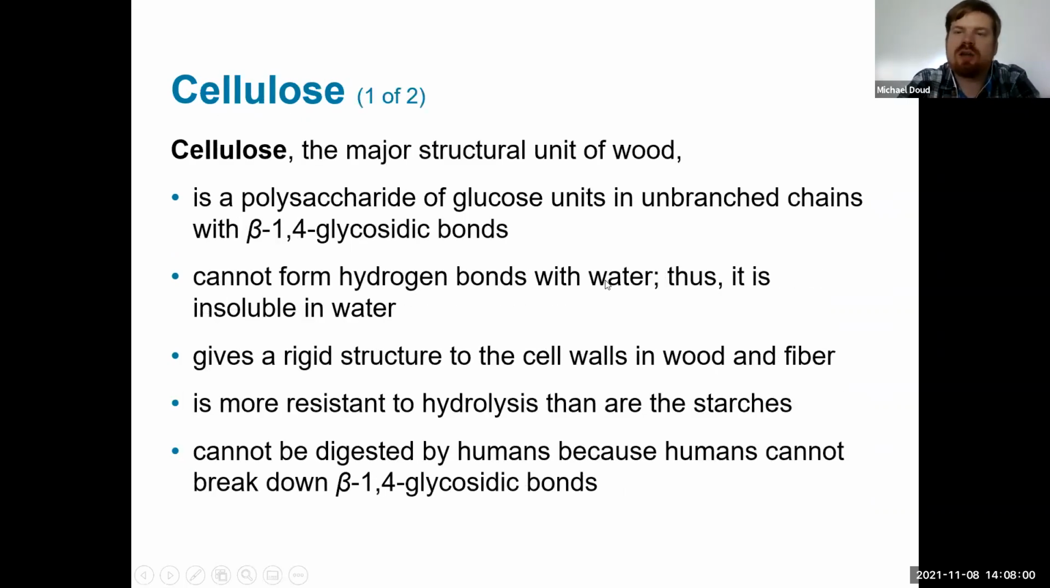Okay, so the final polysaccharide we want to talk about is cellulose. And you probably heard of cellulose because it is the main component of the cell wall of plant cells. And as such, it's also the major structural unit of wood. And it's a polysaccharide, no surprise here, right? And it's all glucose units, and it's all unbranched chains with beta 1,4 glycosidic bonds.